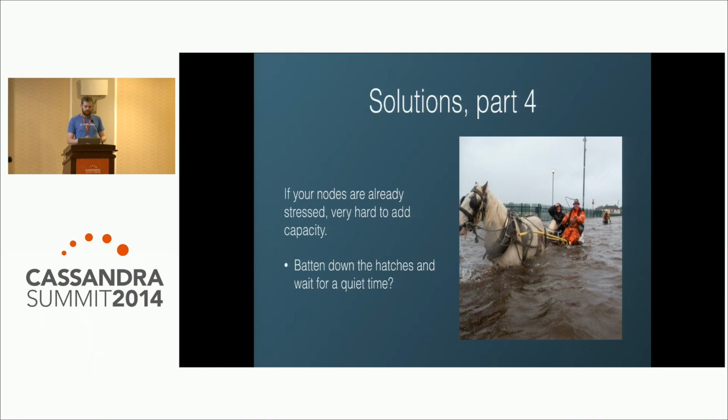So what do we do if our nodes are already stressed? And we're hitting the limits of our ability to cope with things. What are some ways that currently exist in Cassandra to handle this? Most of the time you just batten down the hatches and wait for things to go away.